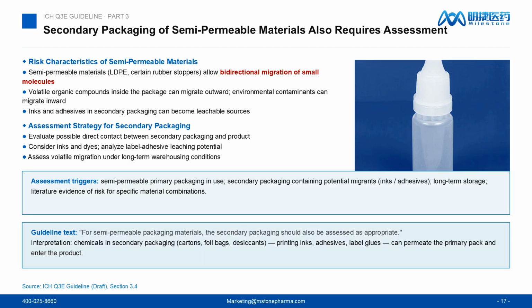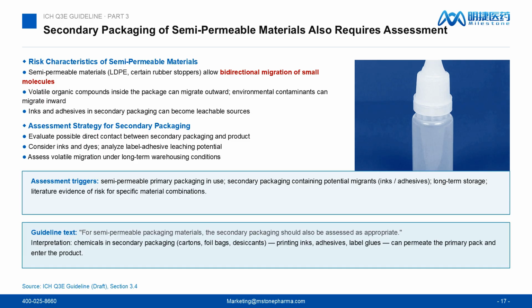Our last special case: semi-permeable materials, and the surprise is that the threat comes from outside the primary package. Materials like LDPE and certain rubber stoppers are semi-permeable. Small molecules can pass through them in both directions. That means volatile chemicals from the environment can migrate inward, into your product. And where do those chemicals come from? The secondary packaging: the carton, the printed label, the adhesive, the foil pouch, even the desiccant.